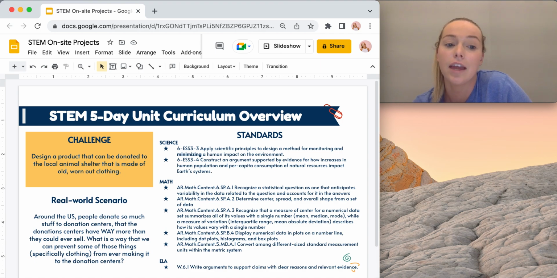So the standards that are discussed within this 5-day unit are 2 science standards, which are applying scientific principles to design a method for, it says monitoring, but we really focused on the minimizing of human impact on the environment, and then also constructing an argument supported by evidence for how increases in human population and per capita consumption of natural resources impact the Earth's systems. So, in cities where there are more people, how does that impact the textile consumption and donation centers there?